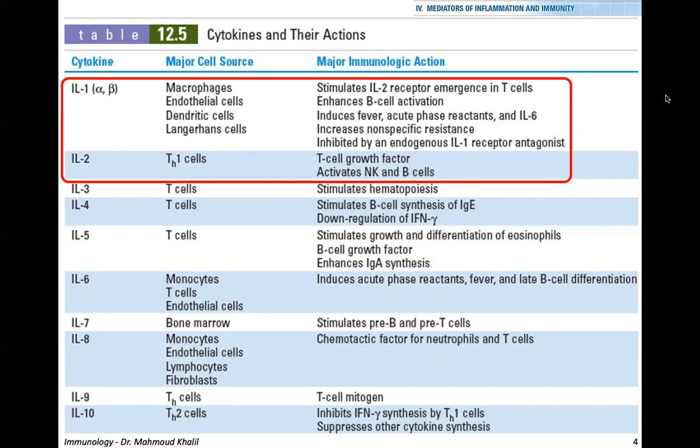While interleukin-2 can be released from T helper 1 cells, it functions as a T cell growth factor. That's why T helper 1 cells with interleukin-2 are one of the major and crucial cytokines released from a very important cell to amplify and enhance T cell growth. As well, it activates the NK and B cells. So majorly, it's like the switch of the adaptive immune response.